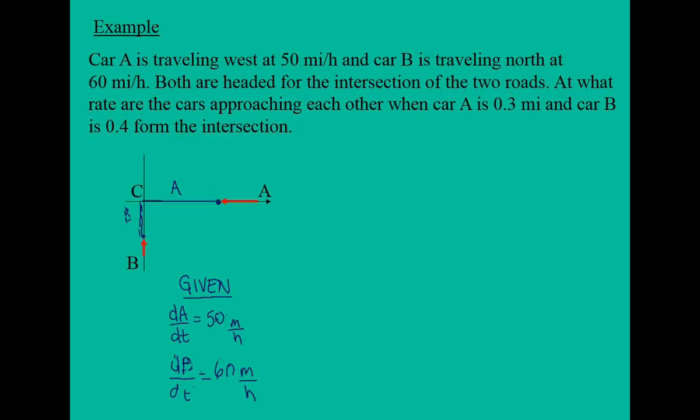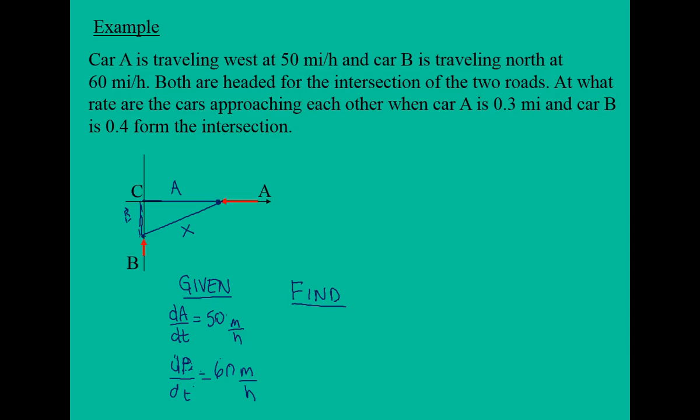At what the information that we're trying to find, it says, at what rate are the cars approaching each other when car A is 0.3 and B is 0.4 from the intersection? So we're trying to determine the rate of change of the distance between the cars. And if I draw that distance, that would be here. That's the distance between our cars. And I'm just going to label that as x.